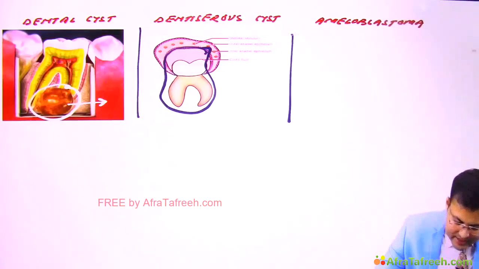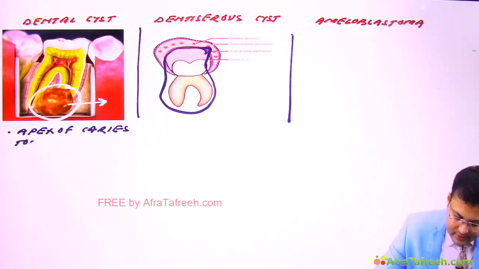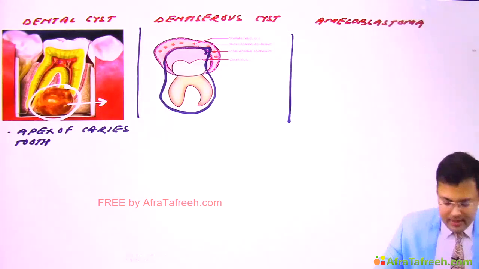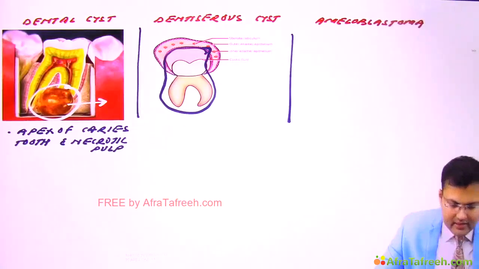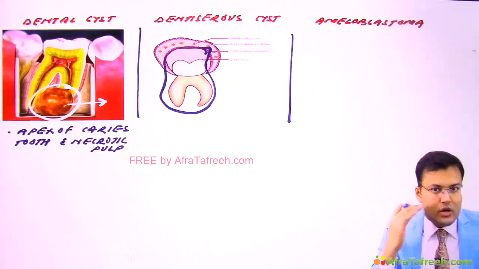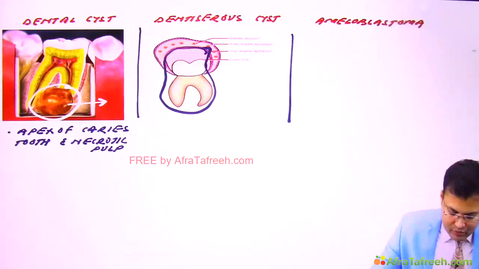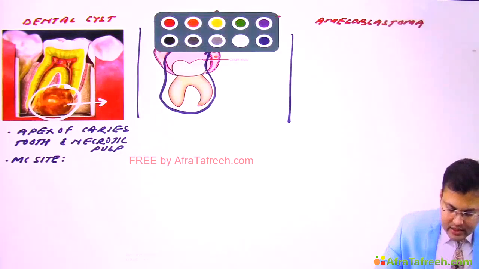So one by one we are going to discuss. Dental cyst, it develops at apex of caries tooth. Clear? With necrotic pulp. So apex of caries tooth with necrotic pulp. Clear? And what is the most common site? It is most commonly seen in upper jaw. Most common site is, this is a question, it is upper jaw.